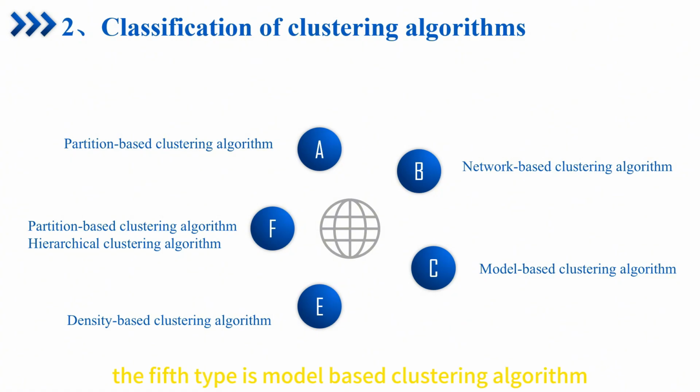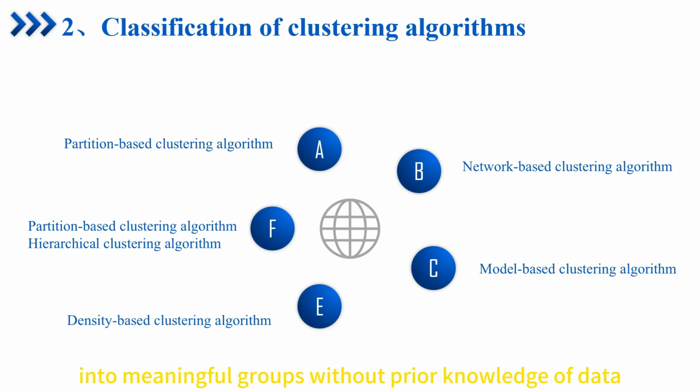The fifth type is model-based clustering algorithm. It groups data by using mathematical models and statistical methods. The common examples include GMM and HMM. These algorithms can be used for clustering large data sets into meaningful groups without prior knowledge of data labels or patterns.